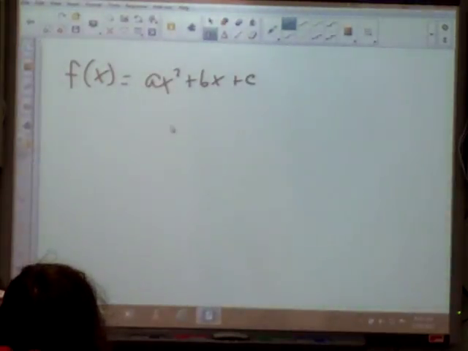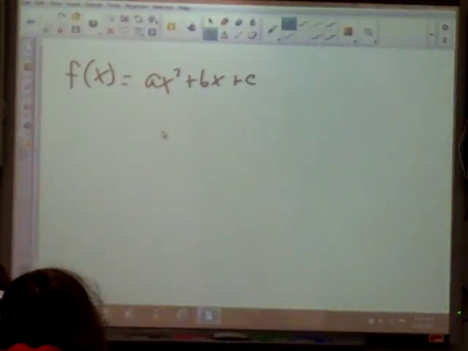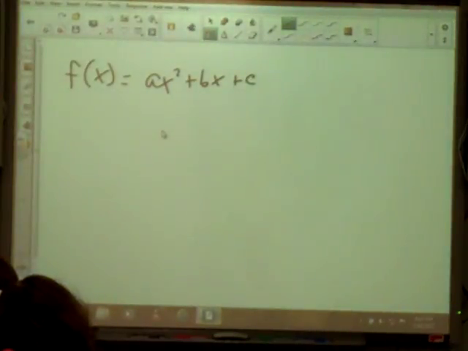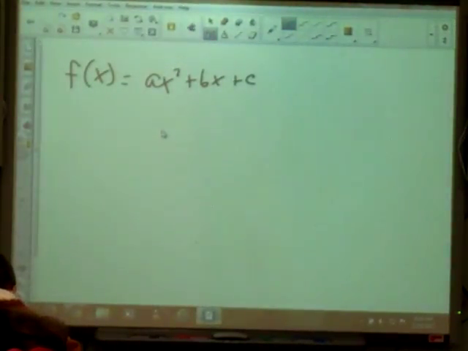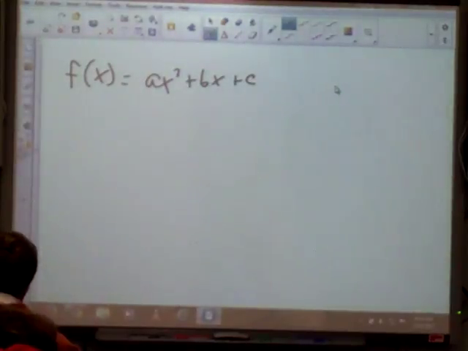The good thing about graphs of quadratics is you can graph them in your calculator. Then you can go to your table and get points. The only thing that you're going to be required to know how to do that your calculator doesn't tell you is how to find the vertex. So when you're in standard form, that's what we got here.